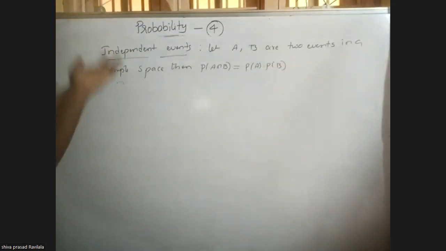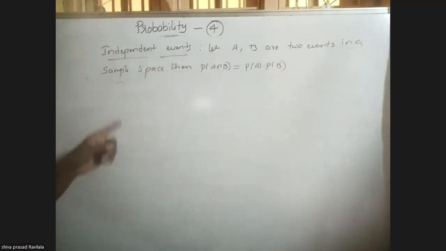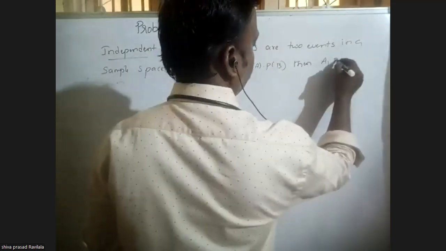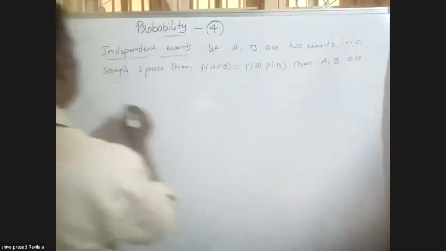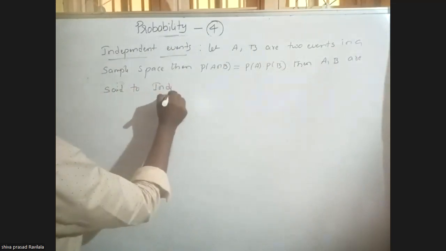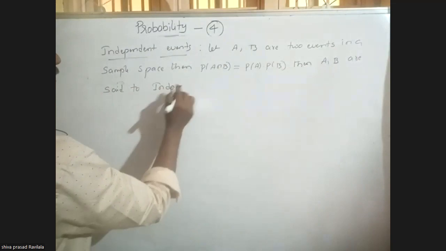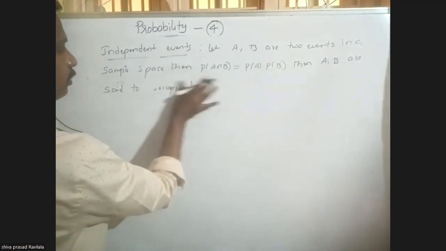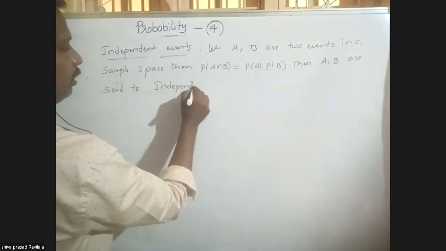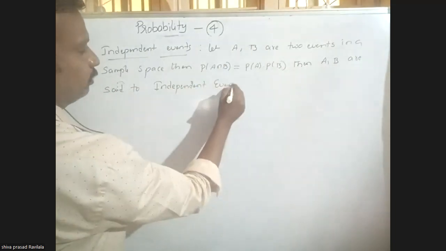Capital A does not influence the second one. You simply write down probability of A intersection B is equal to probability of A into probability of B. Then A, B are said to be independent events. In this, we have one calculation question.